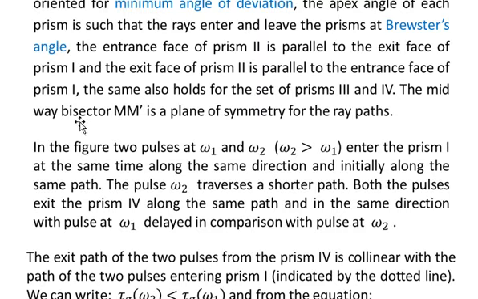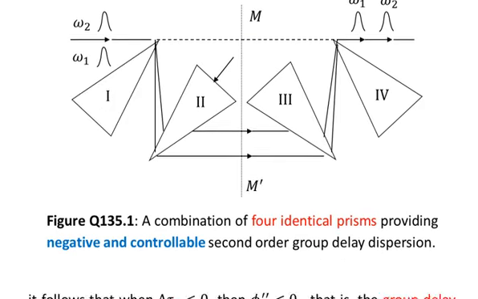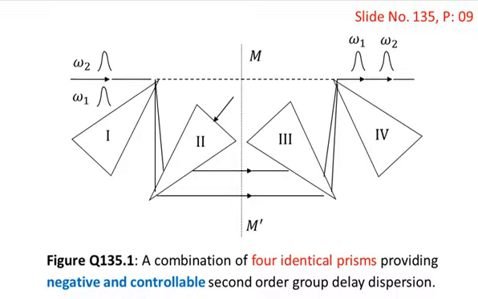The midway bisector represented by the MM prime line is a plane of symmetry for the ray paths. That is, the MM line represents the symmetry of the rays on either side.